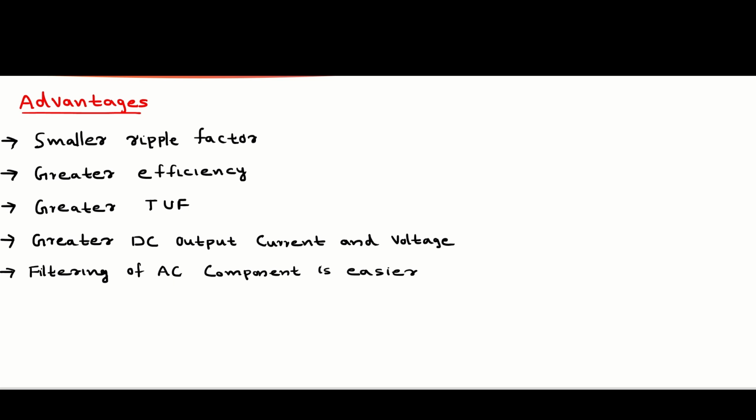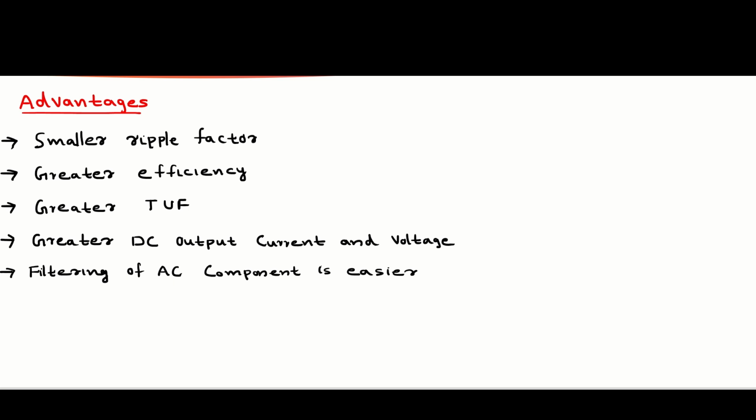And the last one is that filtering of the AC component is easier, because it has a smaller ripple factor. The filtering can be achieved by using a capacitor filter or inductor filter, and so on.